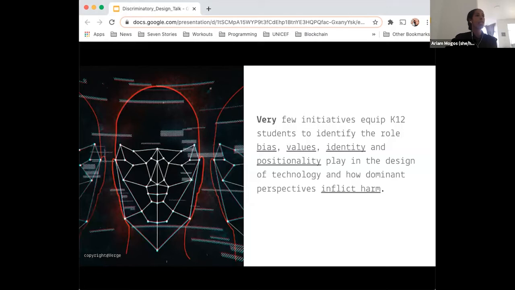And we as STEM educators really need to consider how we are cultivating the next generation of technologists and the type of innovations that they're going to put into the world. And right now, there are very few initiatives that equip K-12 students to identify the role that their own biases, their values, their identities, and their positionality in the world and their communities are going to play into the design of the technology that they create, or even how they might identify dominant perspectives in technologies that inflict harm. It's really important that we start to cultivate these skills in our students.